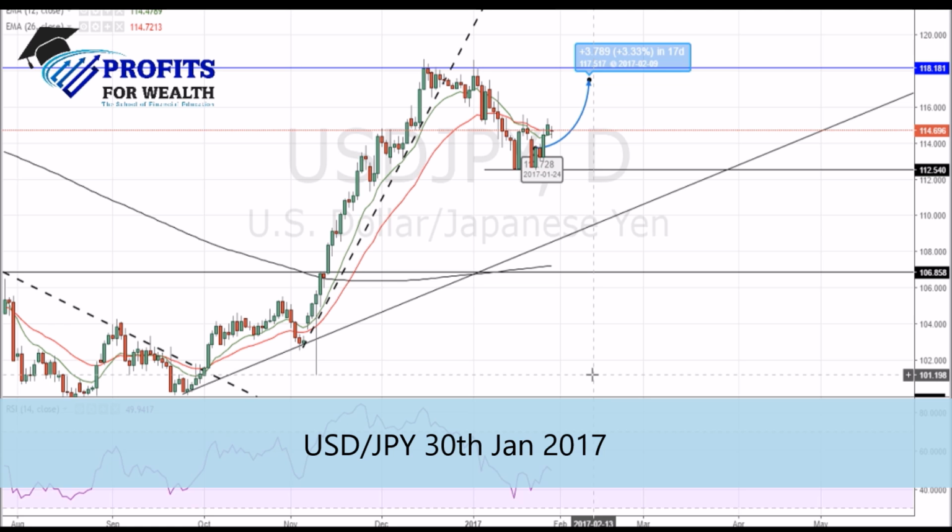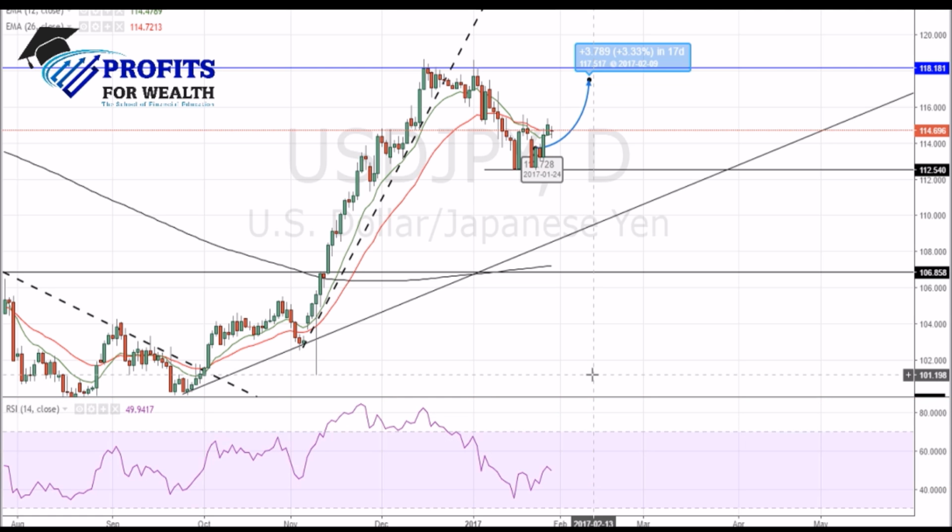It means USD is rising back up. So yes, we did place our trade based on last week's analysis, and now we're up around 150 pips. So it is going well at the moment. Our exit strategy would be around the price of 118.181. Once it hits that price, which should be in the next couple of weeks, we will be getting out.